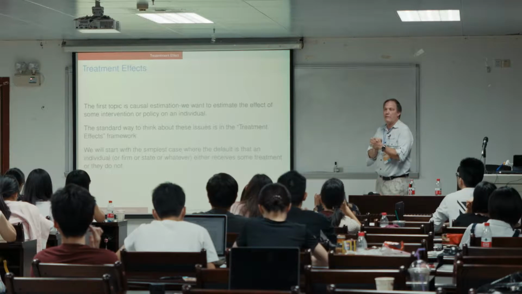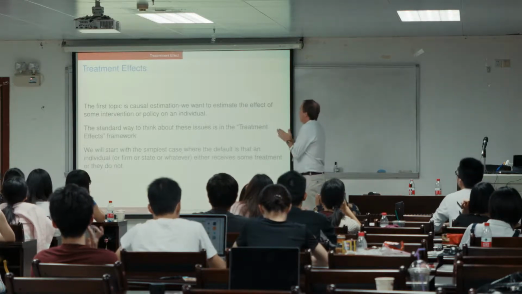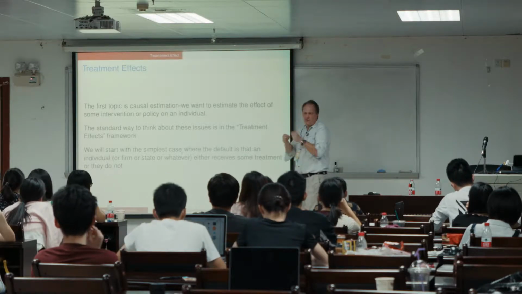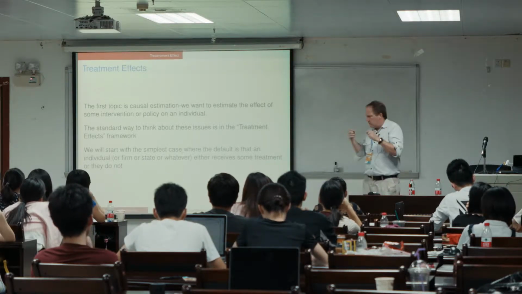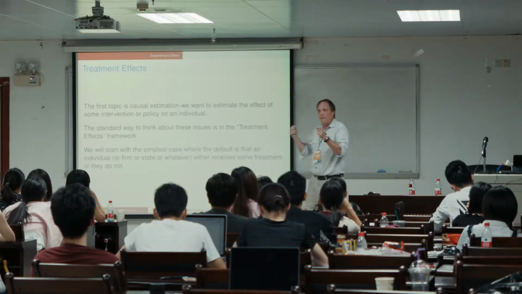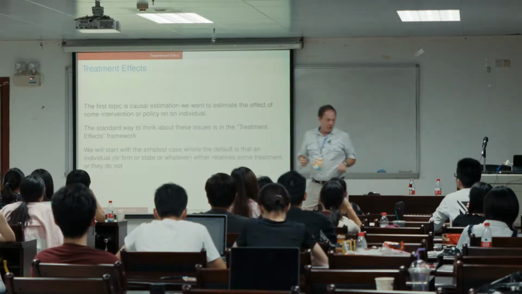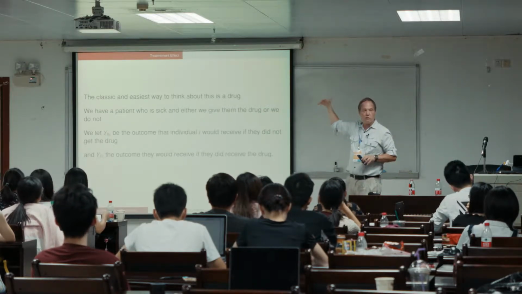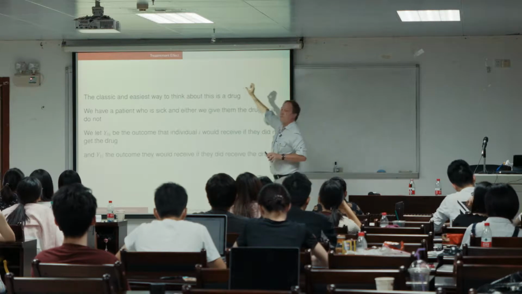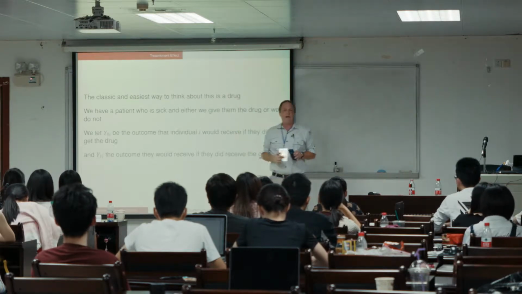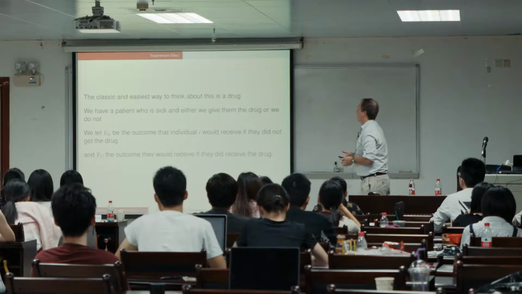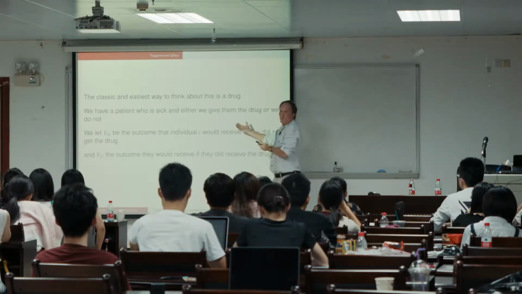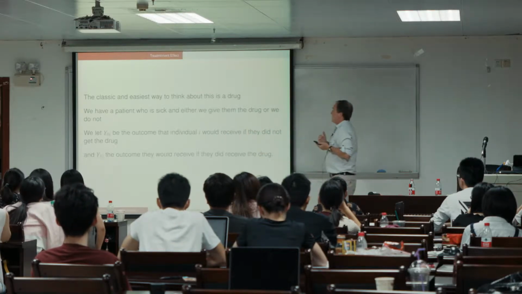My guess is that many of you have seen this before, but probably not everybody has. We're going to start in a very simple world where there's some treatment and it's a binary thing. Either you receive the treatment or you don't. The easiest way to think about this is in terms of a drug. That's really where the treatment framework got its name: we're thinking about somebody receiving some sort of drug treatment. You can think about a patient who is sick, and either we're going to give them the drug that's going to help make them better, or we're not going to give them the drug.